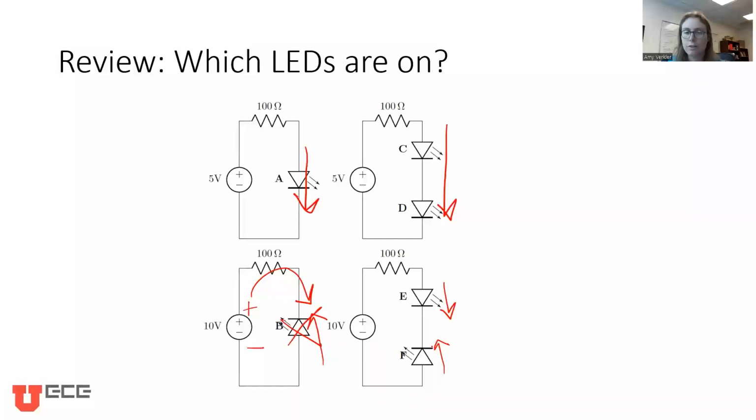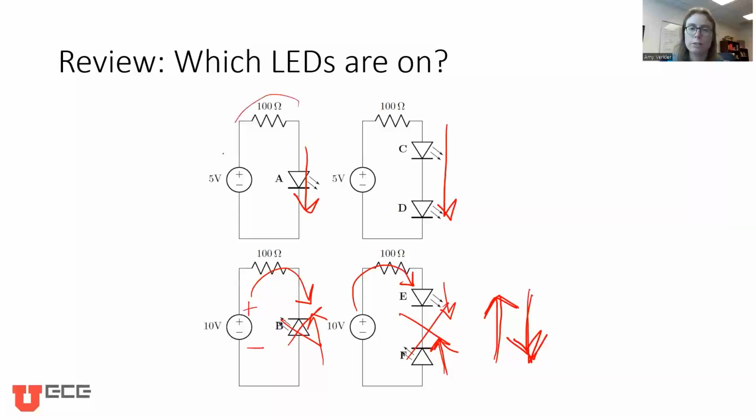E and F, while E is pointing in the direction that we'd expect positive current flow to occur, F is in series and pointing in the opposite direction. So this is actually an impossible circuit for either LED to ever be on, because current has to flow either this way or that way. And in the case that it's flowing upwards, E can't be on. And in the case that current is flowing downwards, F can't be on. So these LEDs are not on.